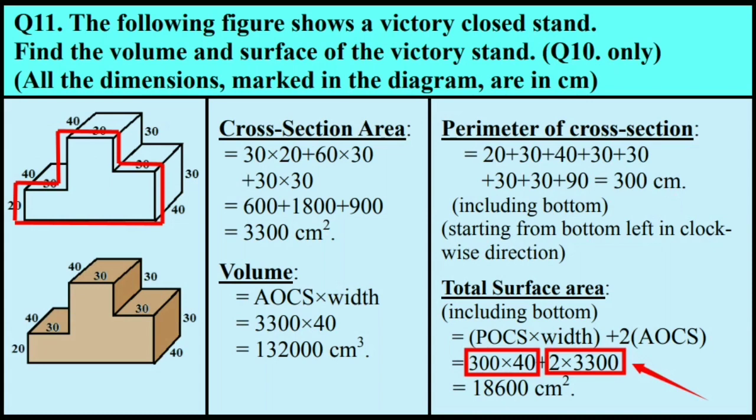Now total surface area is 300 into 40, where 300 is the perimeter of cross section and 40 is the width of the solid, plus 2 times 3300, where 3300 is the area of cross section of the solid, and total surface area finally is 18600 centimeter square. Area of cross section and volume of the solid remain the same.